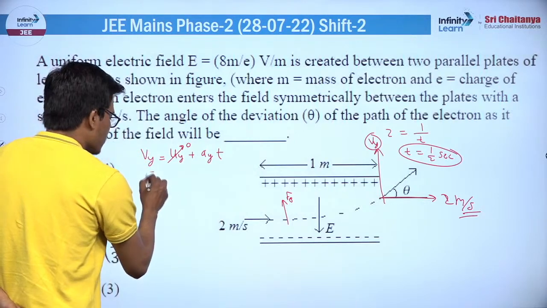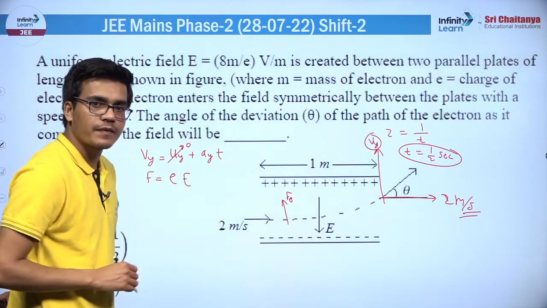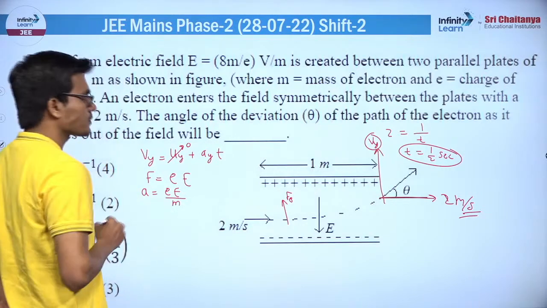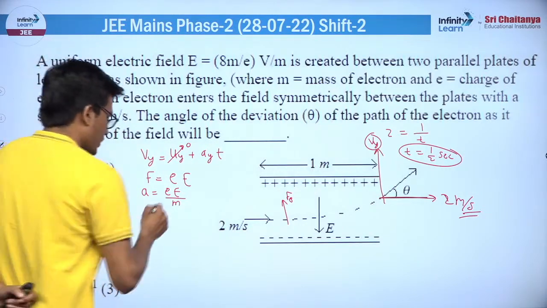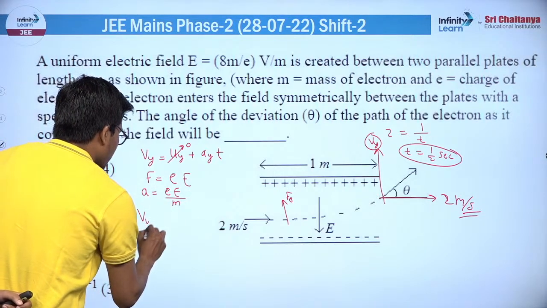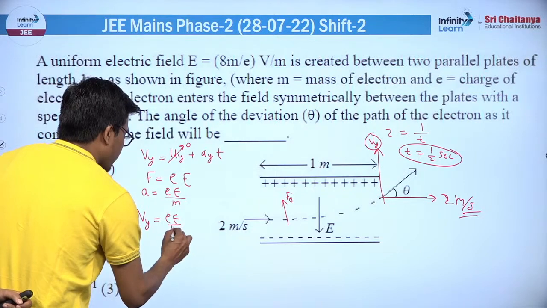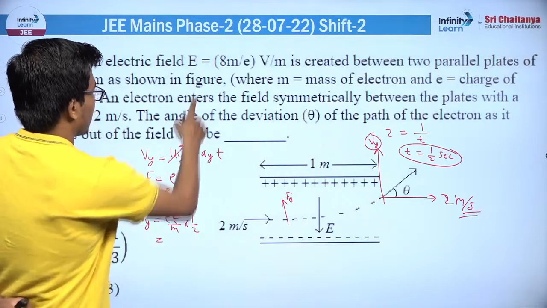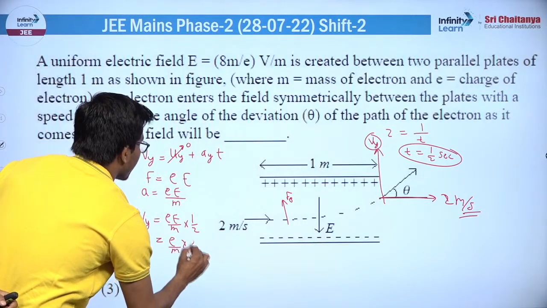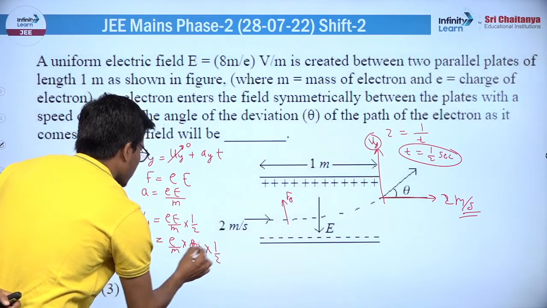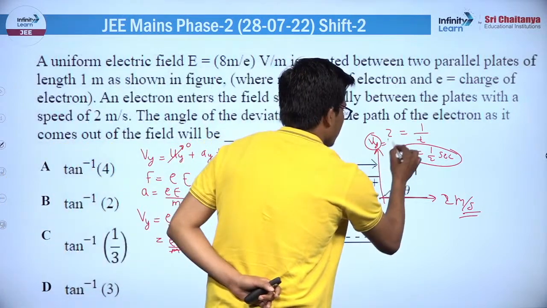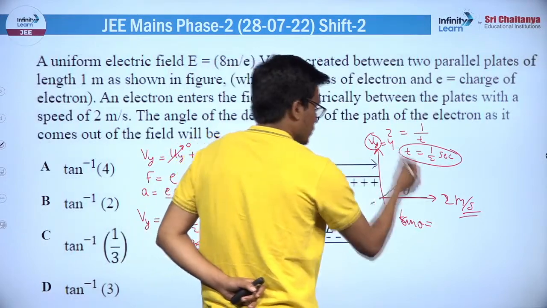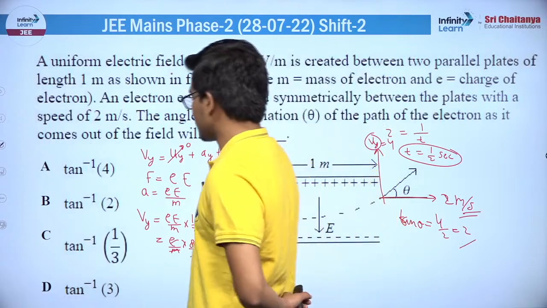So electrostatic force will be charge into electric field, that is eE, right? So acceleration will be eE by m, force by mass. Alright, so velocity in y direction will be Ay, that is eE by m, times time, which is half. So just put all the values of E and m here. Electric field is given to you, 8m by e, so this makes our question very simple, 4. So if this is 4, definitely tan theta is the resultant velocity, and the resultant makes angle theta with this 2, so I have to take 4 by 2, that is 2, means theta is tan inverse 2.